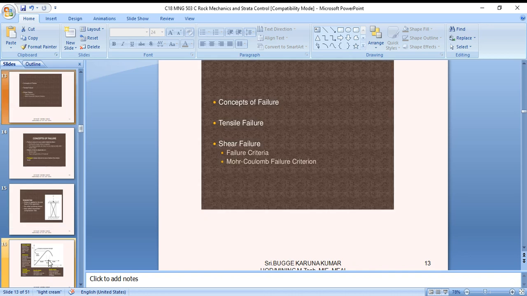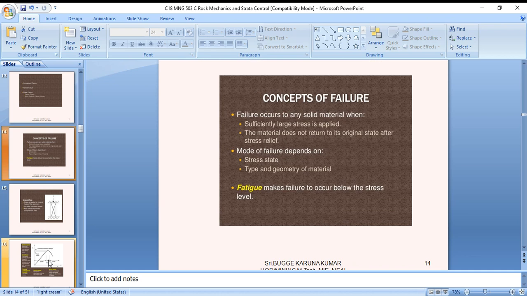The concept of failure: tensile failure, shear failure, failure criteria, and the Mohr-Coulomb failure criteria. So the concepts of failure are basically tensile failure, shear failure, and failure criteria, including the Mohr-Coulomb failure criteria. We are using these for the concept of failure, as far as tensile and shear failures are concerned.